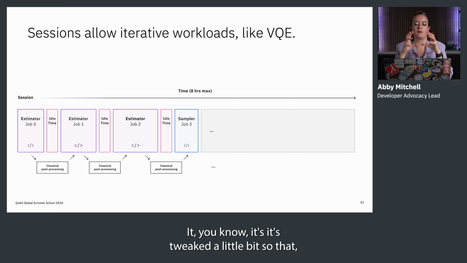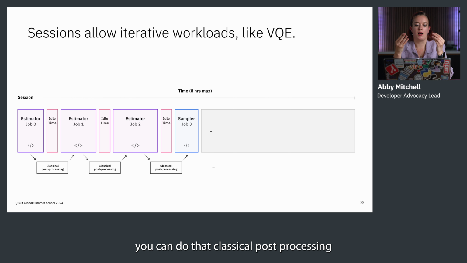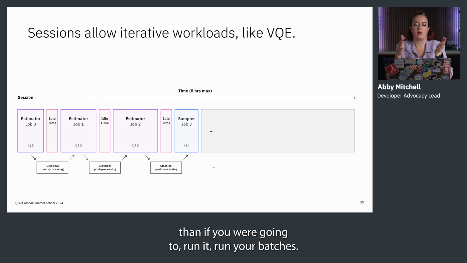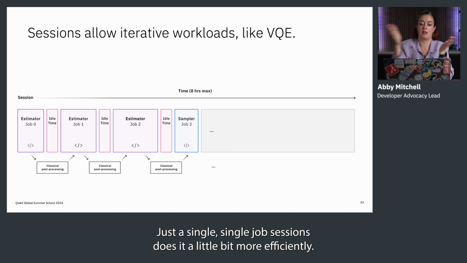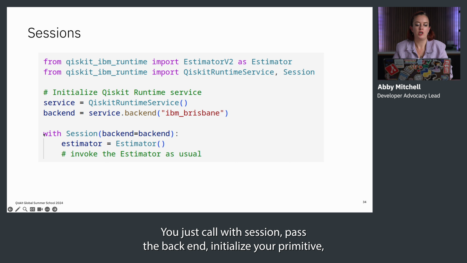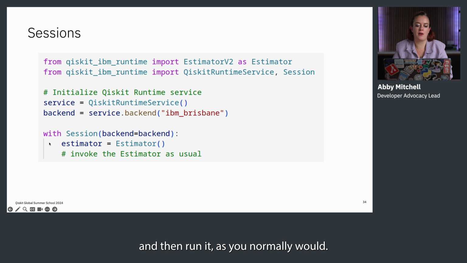For sessions, it's tweaked a little bit so that you can do that classical post-processing before the next job gets sent off. And this is still slightly faster than if you were going to run your jobs as single jobs. Sessions does it a little bit more efficiently. And to initialize a session, very similar to batching, you just call with session, pass the backend, initialize your primitive, and then run it as you normally would.